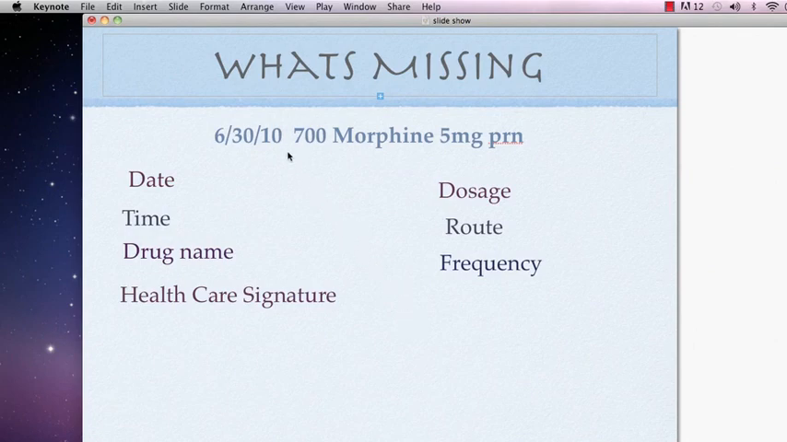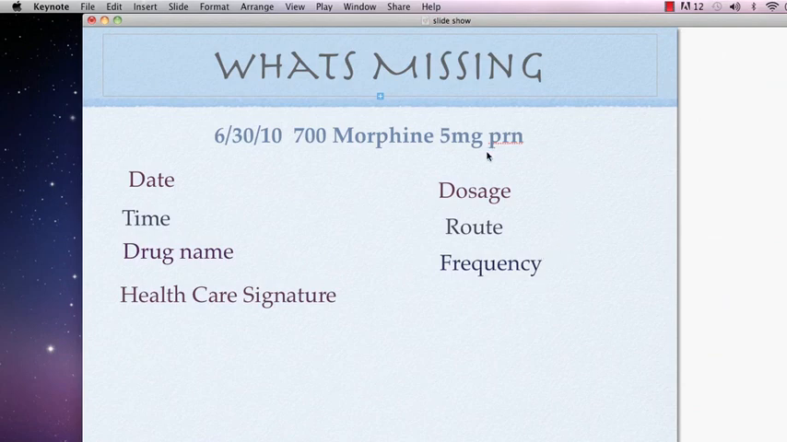Okay, well, we know we have a date. Looks good. We have a time. We have a drug name. There is no healthcare signature. Anybody could have written this prescription. We have a dosage, it's 5 milligrams. We have no route. I don't know if it's IM, IV, PO, and frequency.